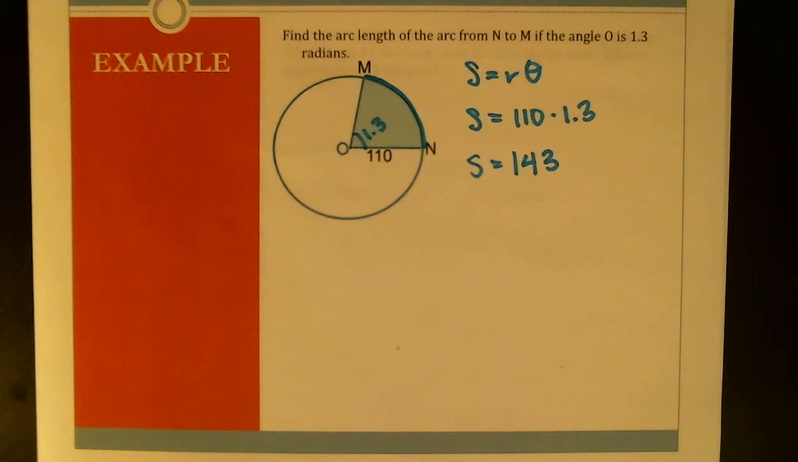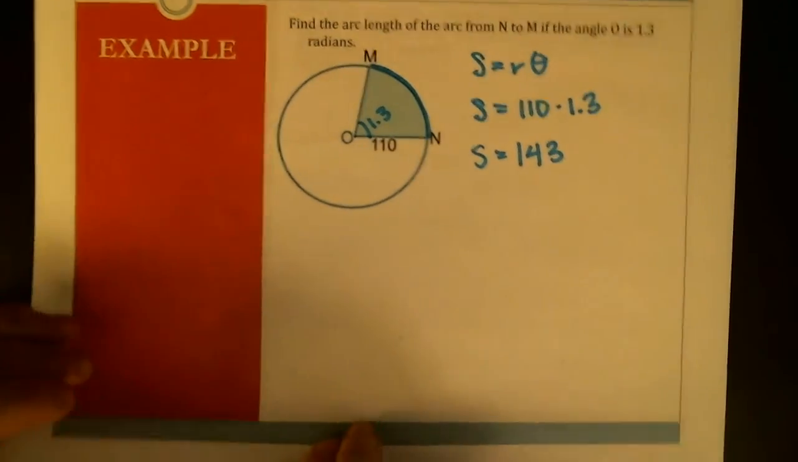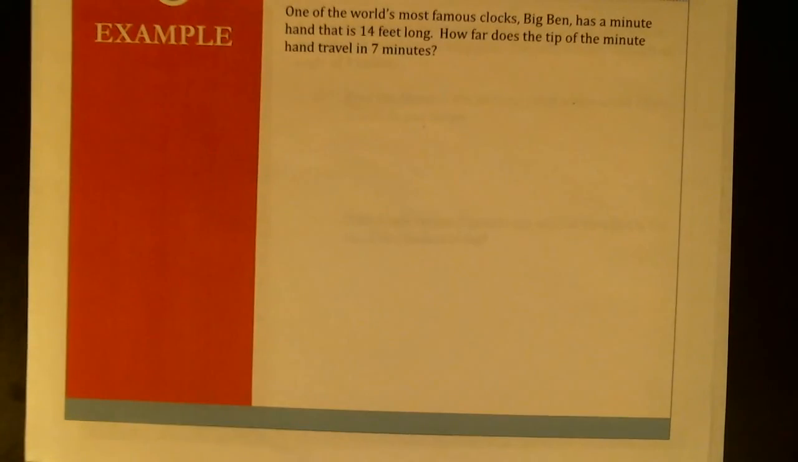So I know I give you some in your homework that are very slightly trickier. I might give you an s and an r and ask you for a theta, or an s and a theta and ask you for an r. But basically, this is a very simple formula, and I just want you to be familiar with it. So it hopefully won't get too crazy.